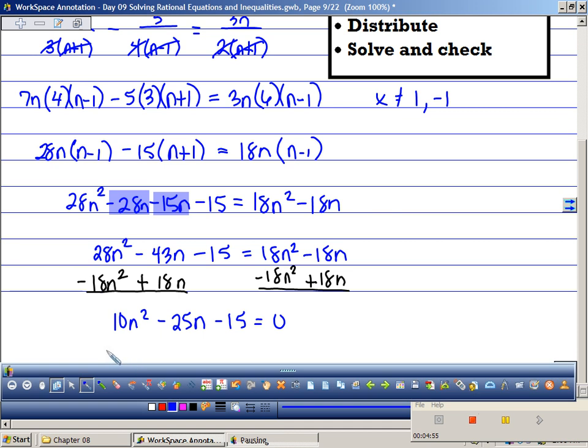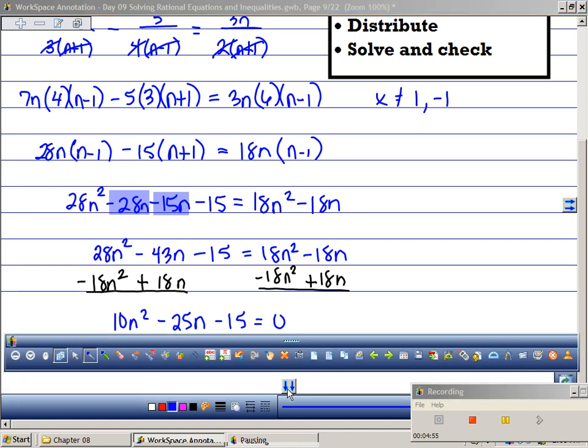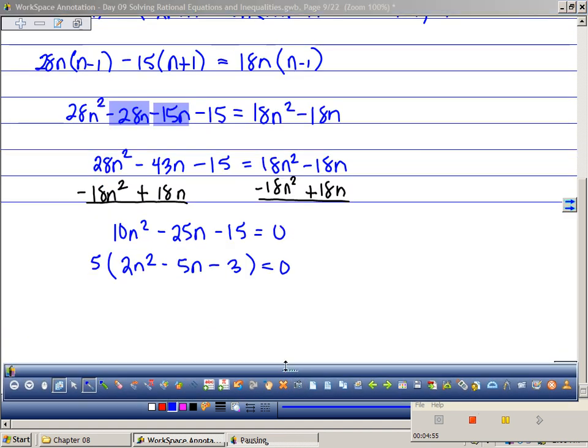I don't need a box because I've got a GCF: 2n squared minus 5n minus 3, right? Always looking for an easier way out, right, Ryan? Yep. So the way we roll? Yeah. Okay. I like that box.